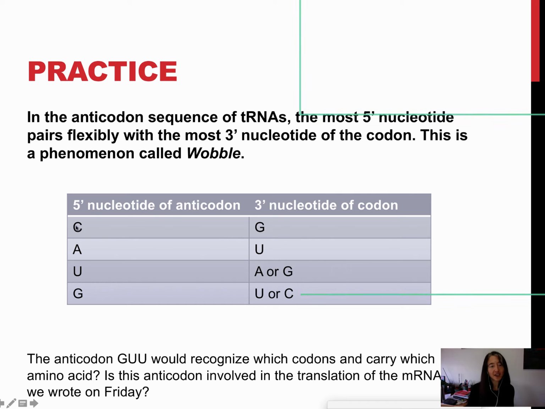So if we see a tRNA that has a C in its 5' nucleotide, it can pair with just a G. But check it out, if there's a G in that 5' position, it can pair with either a U or a C. So if we had an anticodon, GUU, which of the codons would it pair with, and which amino acid could it carry? So let's think about what would be true. If that is GUU, 5' to 3', we know it is UUG, so let's draw that out.